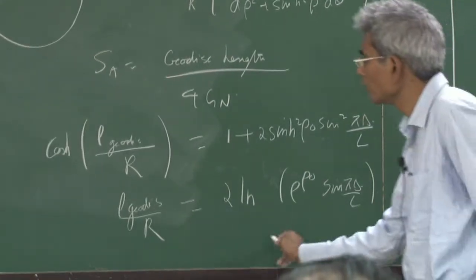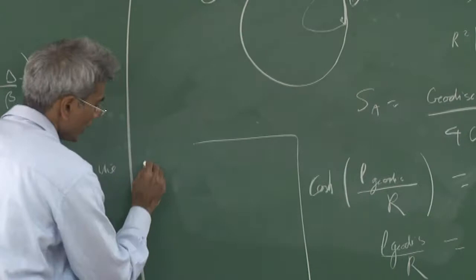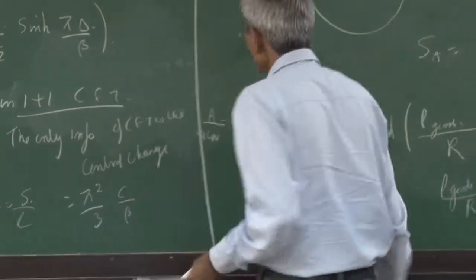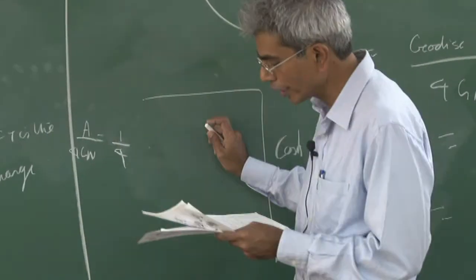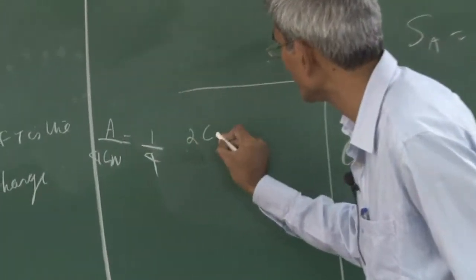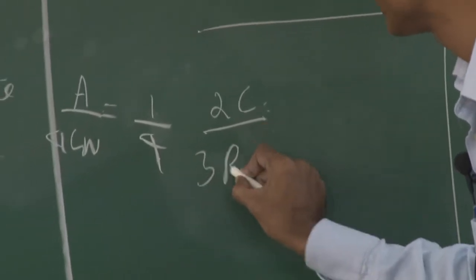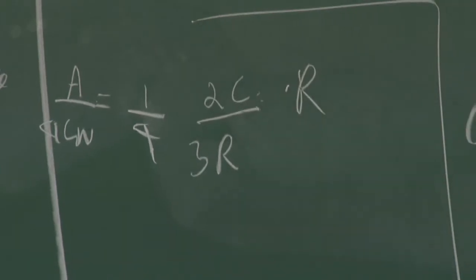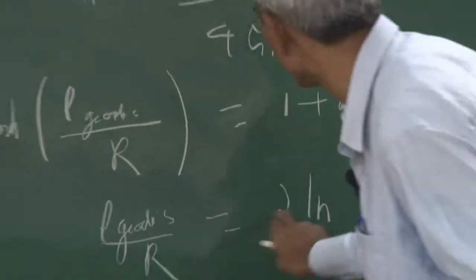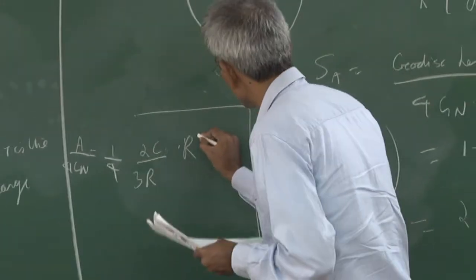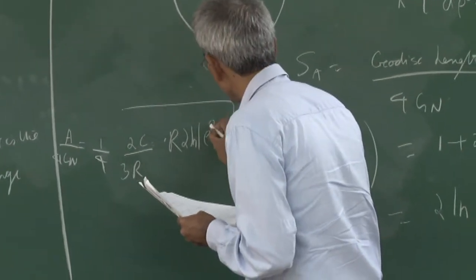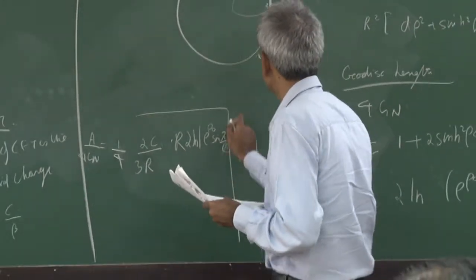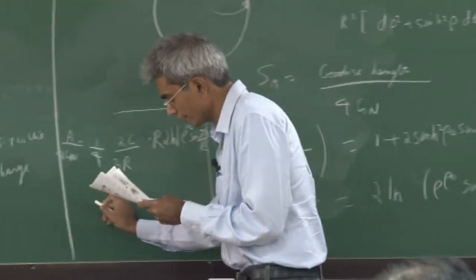Okay. So then if you calculate the area divided by 4 G Newton, it's 1 by 4. G Newton, you can use the Brown-Henneaux formula for G Newton, 2 central charge by 3 R, where R is the radius of AdS, times R times 2 times the length, e to the rho naught sin pi delta by L. So you substitute this inside here and you get c by 3.